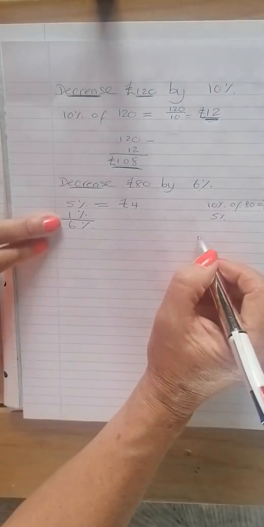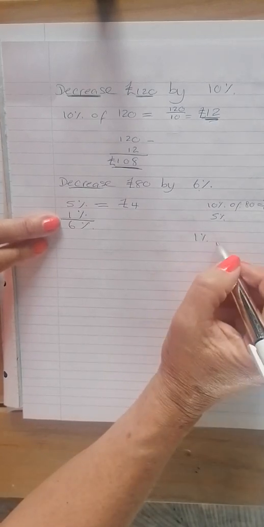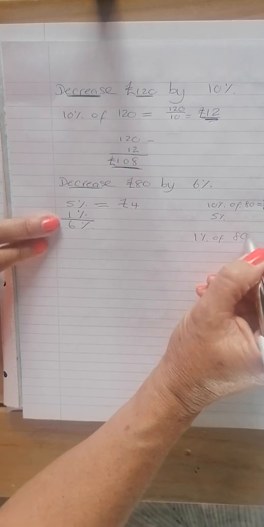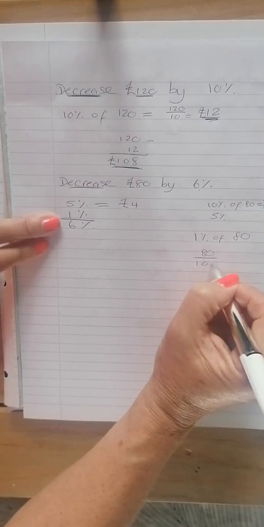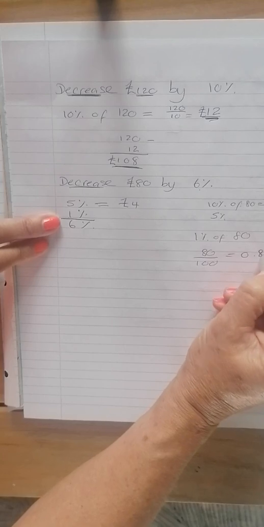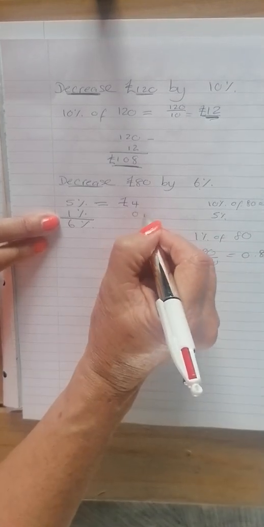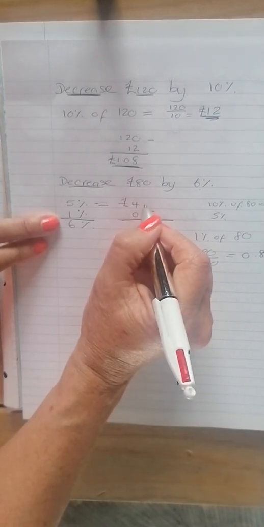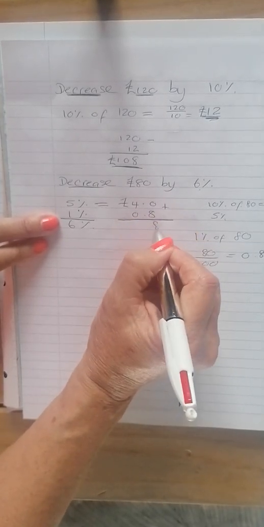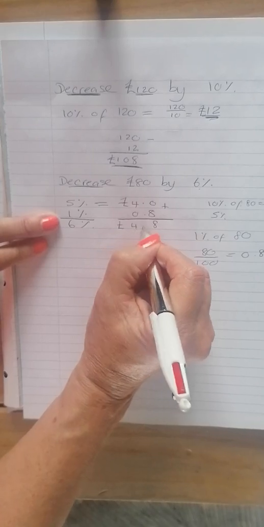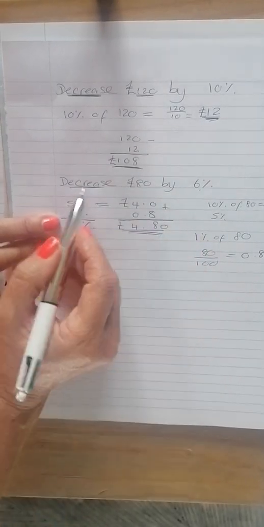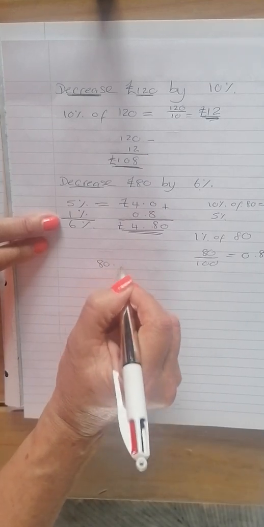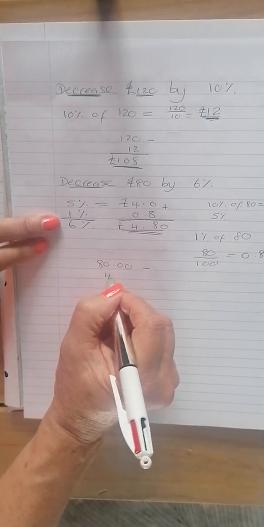Now we need 1%, so 1%, all you do is divide by 100. So 1% of 80, so it's 80 divided by 100, 0.8, that's 80p. So all I'm going to do now is add these two together, so I've got my 6%. So £4.80 is what I've got to decrease by. So I've got to take £4.80 off £80. So I'm going to say £80, take away £4.80.